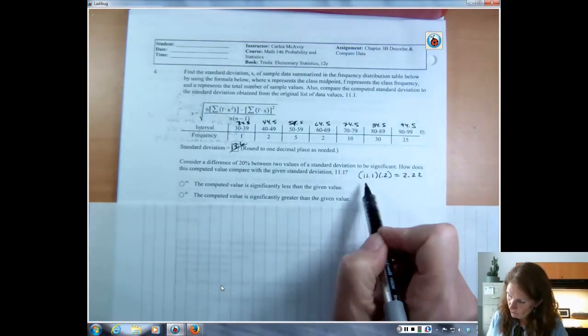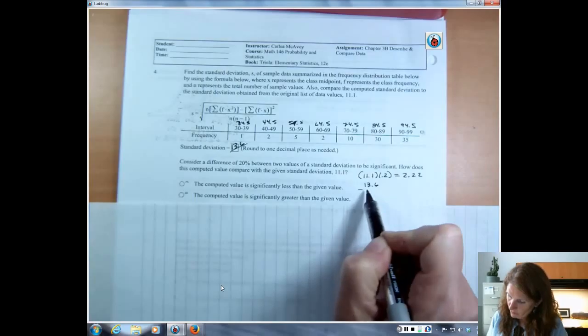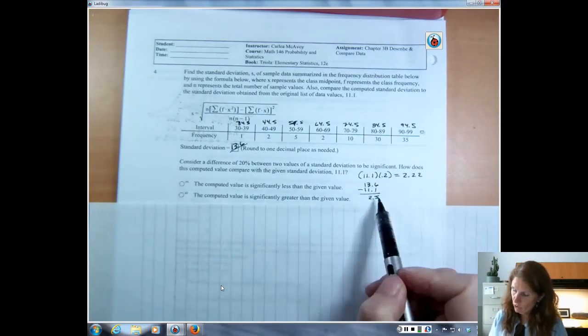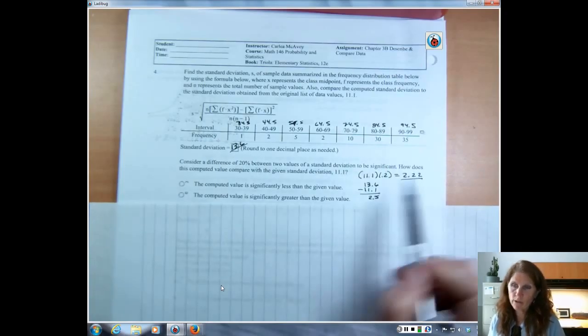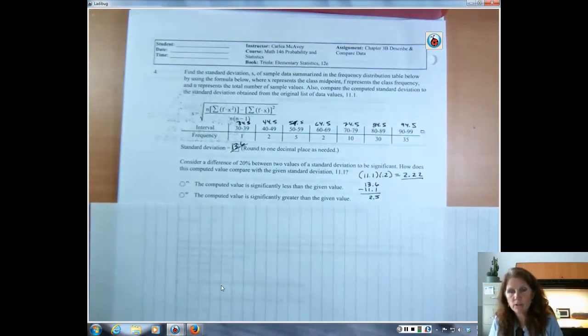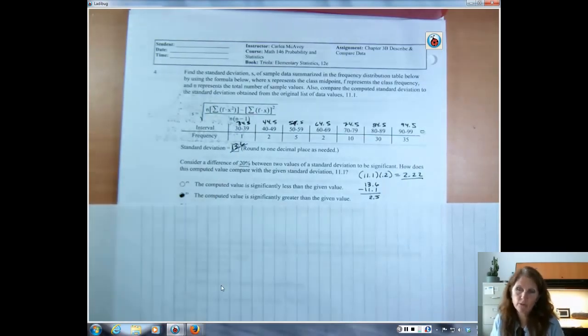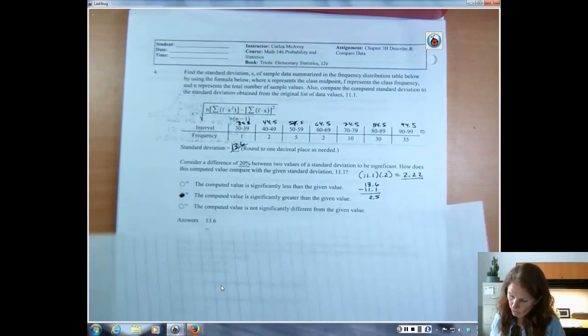So I'm going to take 13.6 minus 11.1, and that's going to show me 2.5. So the difference is 2.5, and that's more than what we found to be 20% difference. So it is significantly different. Okay, and that's because they gave us the 20%. So I figure what 20% of my value is and see if what I got was more than 20% or not.